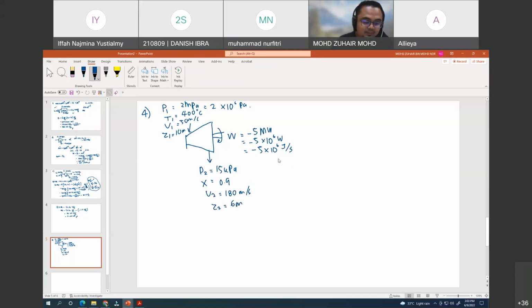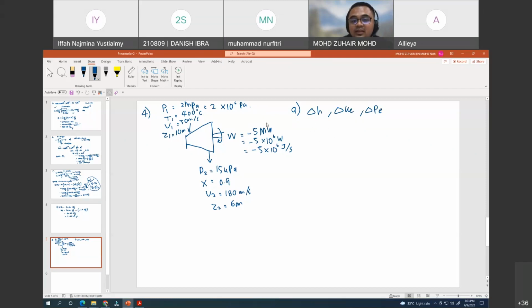Okay, banyak ni, tapi tak apa. We try to solve one by one. The first question asks about the magnitude of delta H, delta KE, and delta PE. So we start with delta H first.